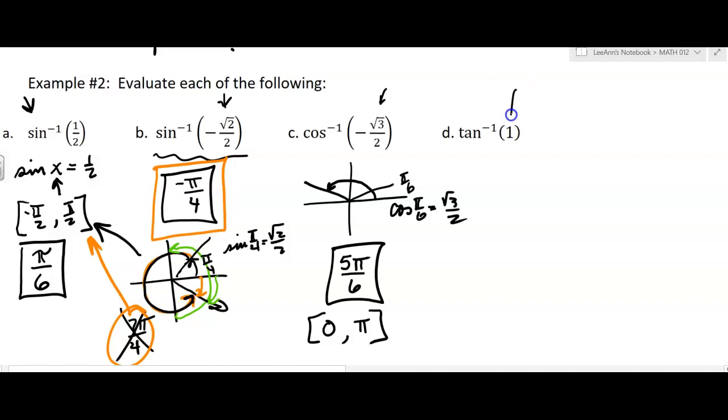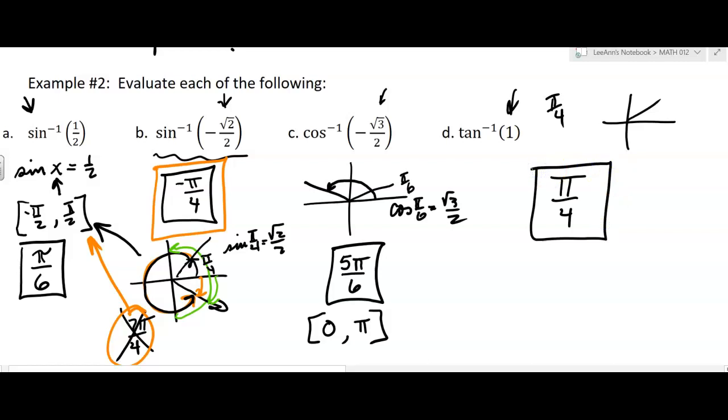All right, tangent. When is the tangent 1? Well, it's at pi over 4. Now, it's a positive 1, so it's going to be in the first quadrant. So it's going to be pi over 4. Okay, that was those.